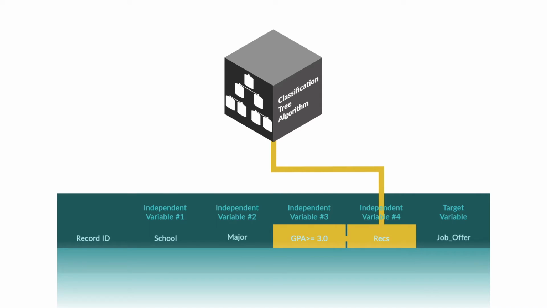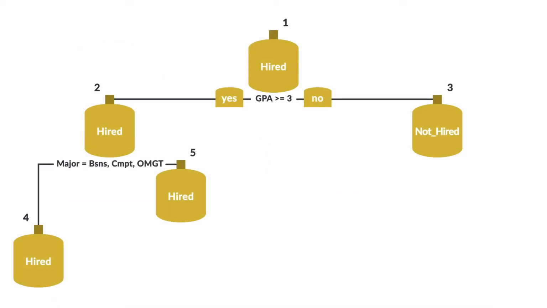If we only use the number of letters of recommendation for everybody with a GPA of 3.0 or better, how well would that predict the hiring of the student? It says, not at all. I stop asking here because I've run out of independent variables. This tells us what our next split should be. We should split the left-hand GPA node on the student's major.